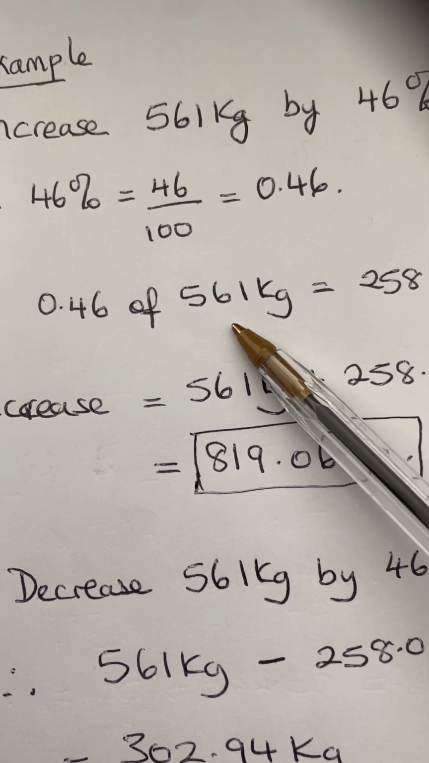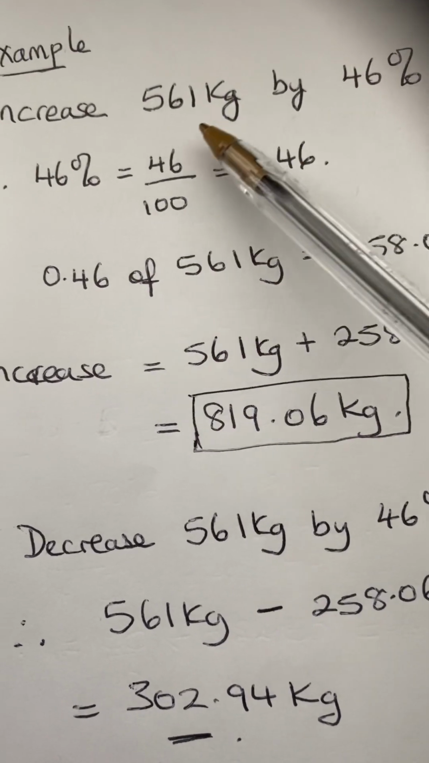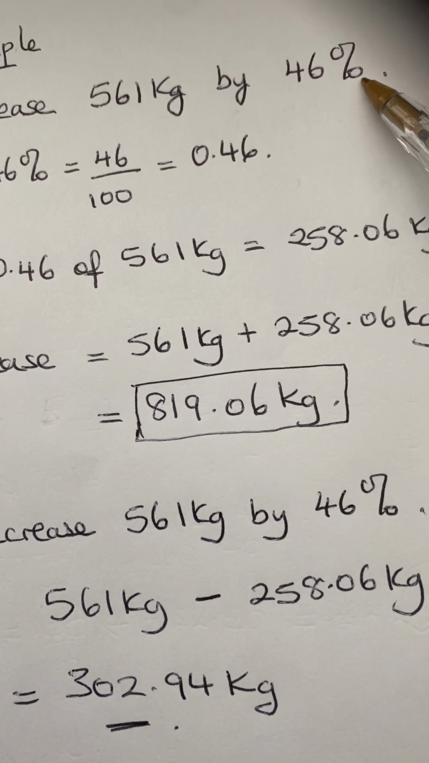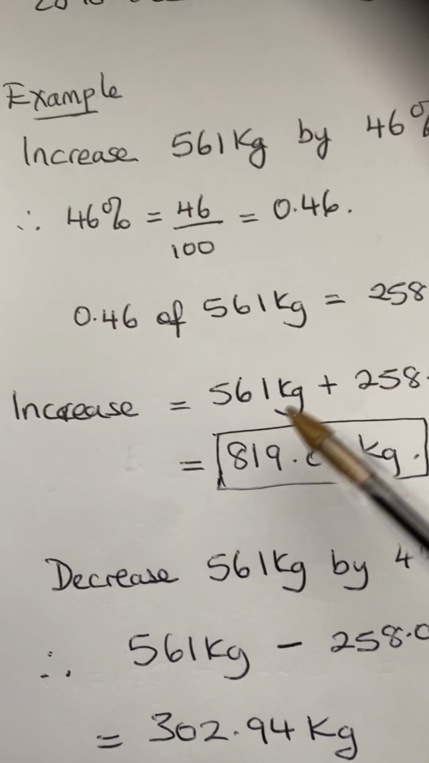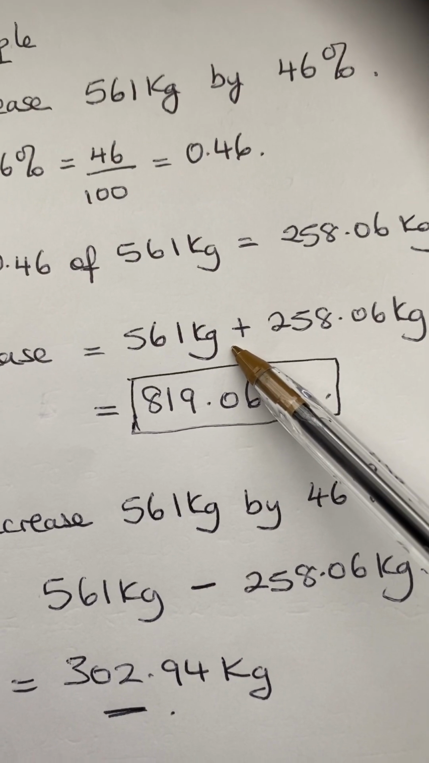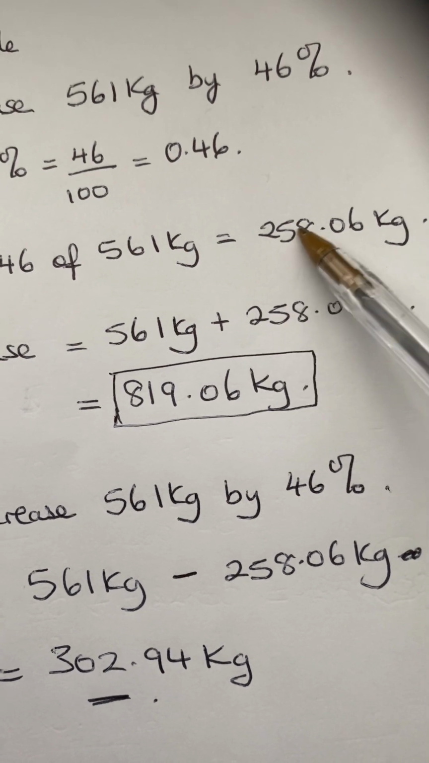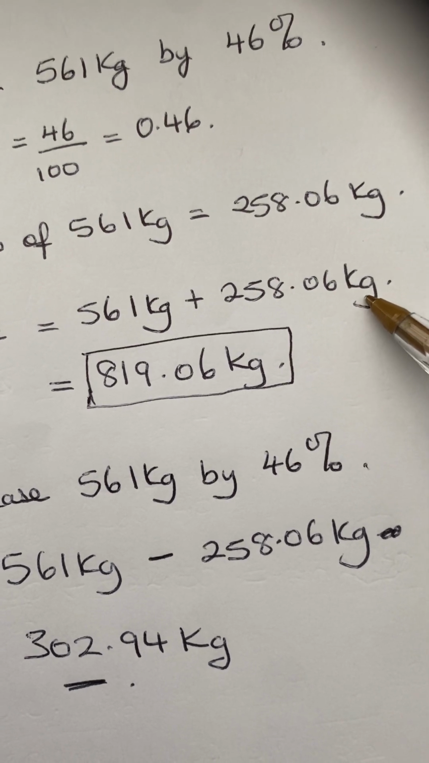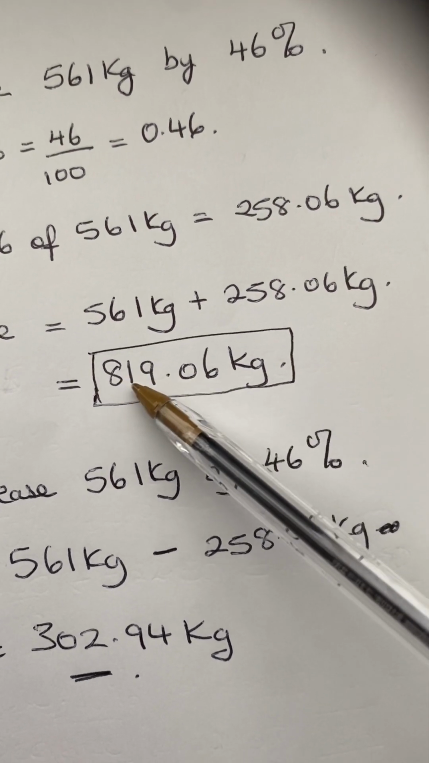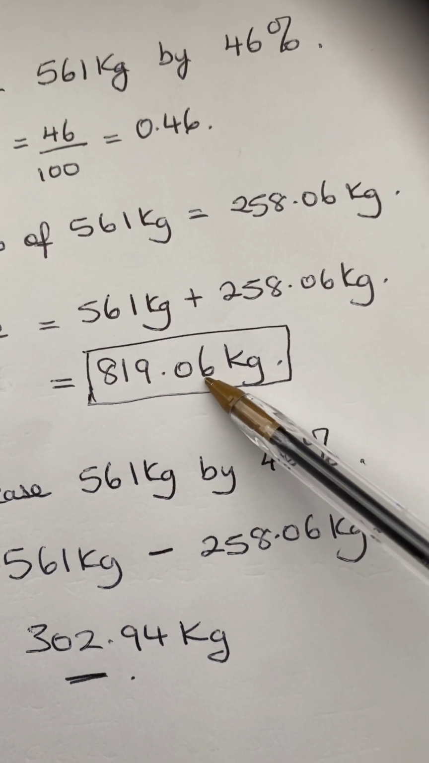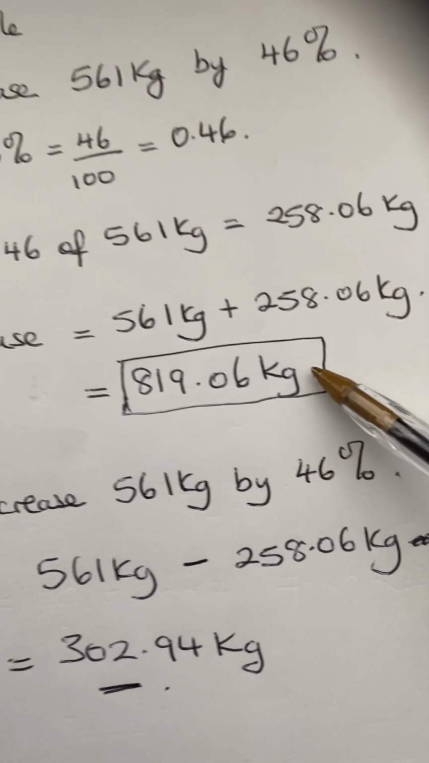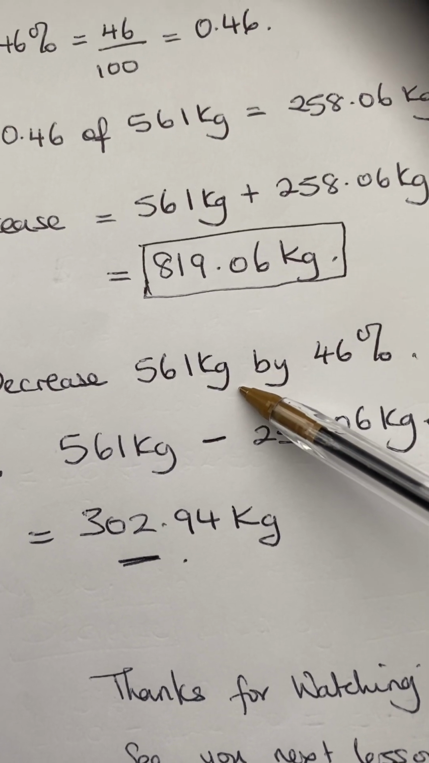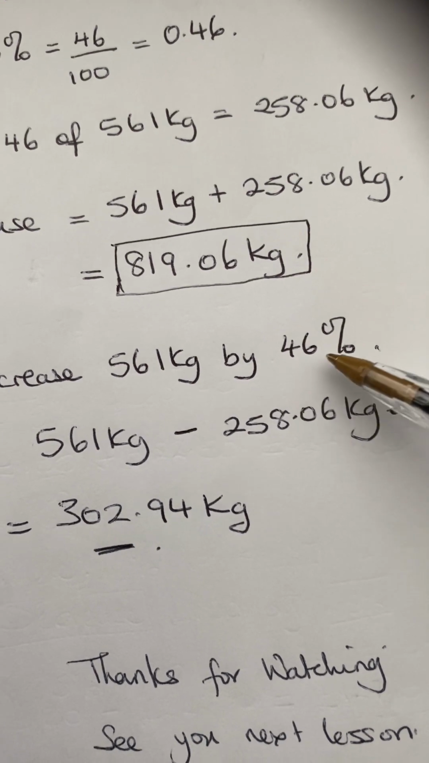But this is 46%. So now to increase 561 kilograms by 46%, you have to add 561 kilograms to what you got, 258.06 kilograms, which would be 819.06 kilograms. The same question, decrease 561 kilograms by 46%.